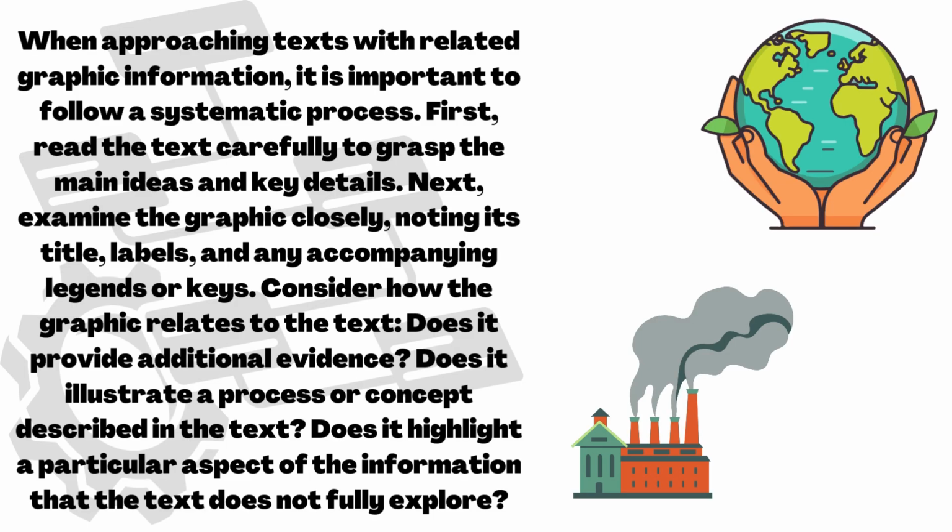When approaching texts with related graphic information, it is important to follow a systematic process. First, read the text carefully to grasp the main ideas and key details. Next, examine the graphic closely, noting its title, labels, and any accompanying legends or keys. Consider how the graphic relates to the text. Does it provide additional evidence? Does it illustrate a process or concept described in the text? Does it highlight a particular aspect of the information that the text does not fully explore?